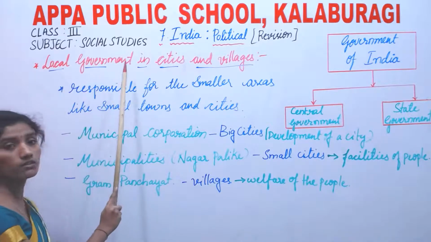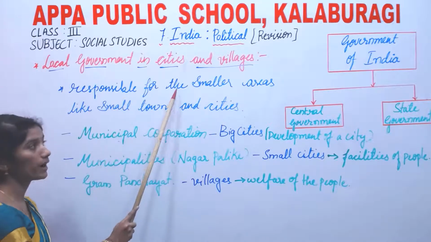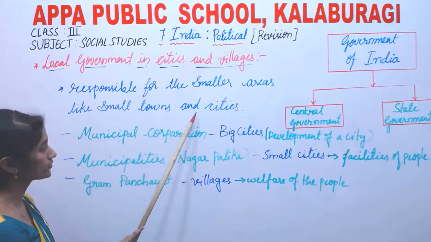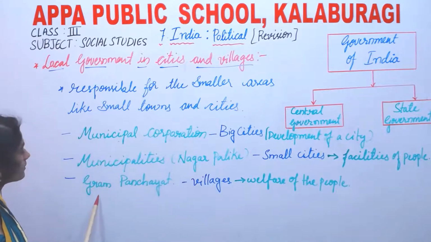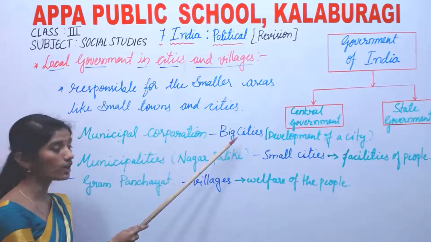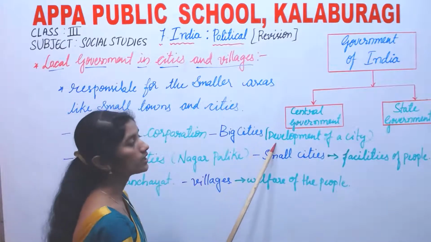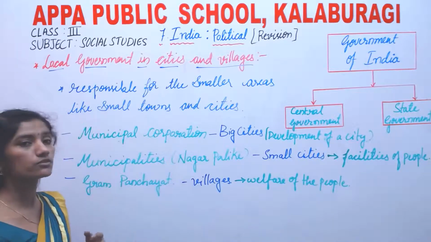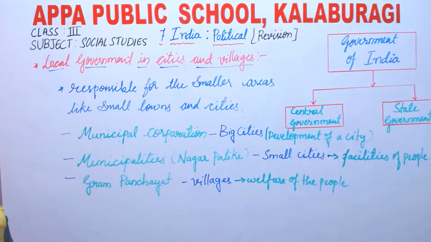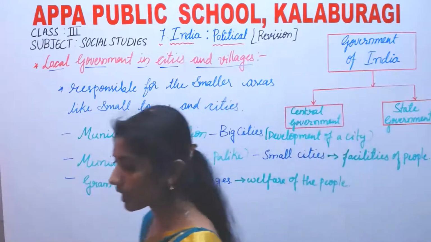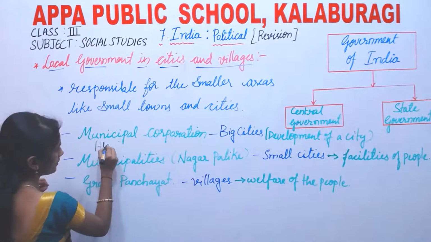See, in the local government, cities and villages, the local government bodies are responsible for managing the smaller areas like small towns and cities. In this, there are three main levels. The one is municipal corporation, municipalities, and the third one is gram panchayats. The big cities are governed by whom? The big cities are governed by the municipal corporation. It looks after the development of a city. They collect tax and they get money from the people, and they provide services like healthcare, transport. Who provides them? Municipal corporation.